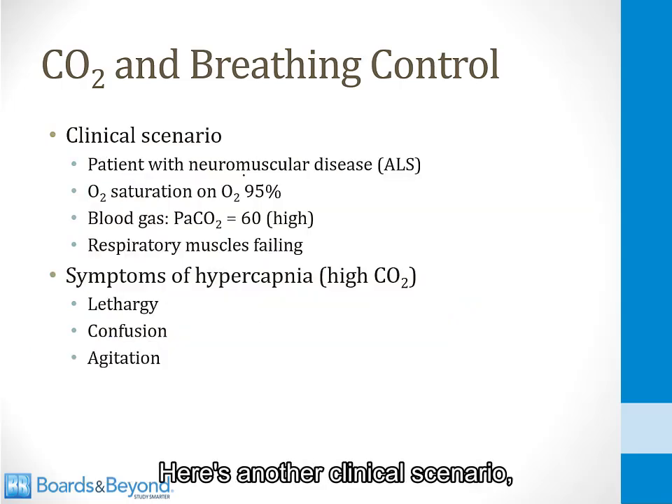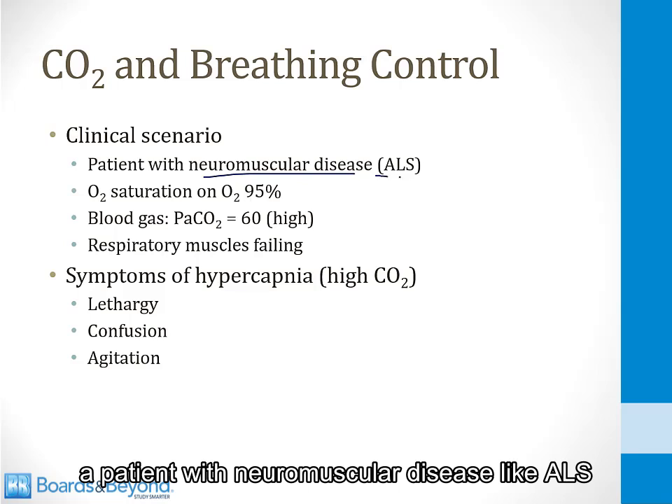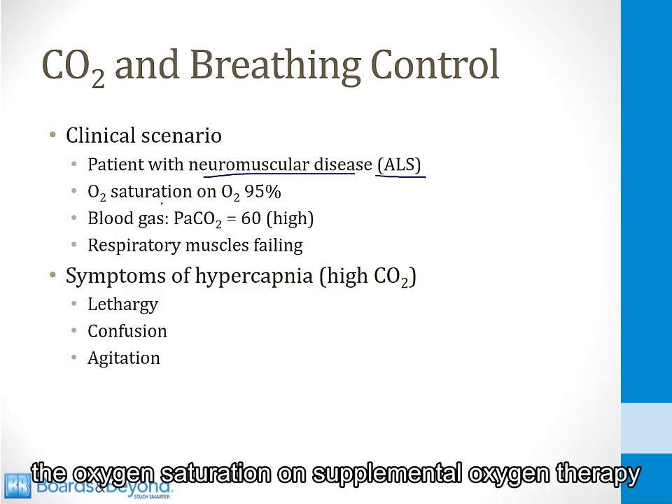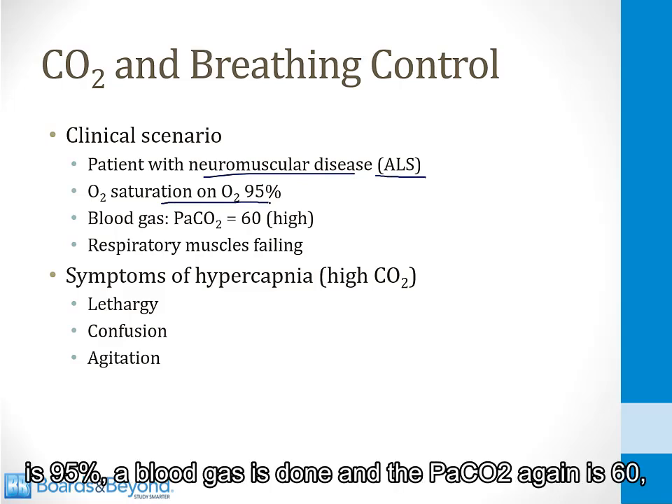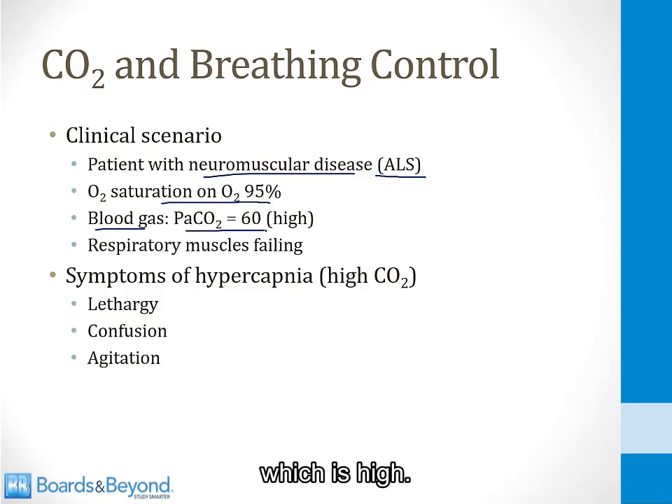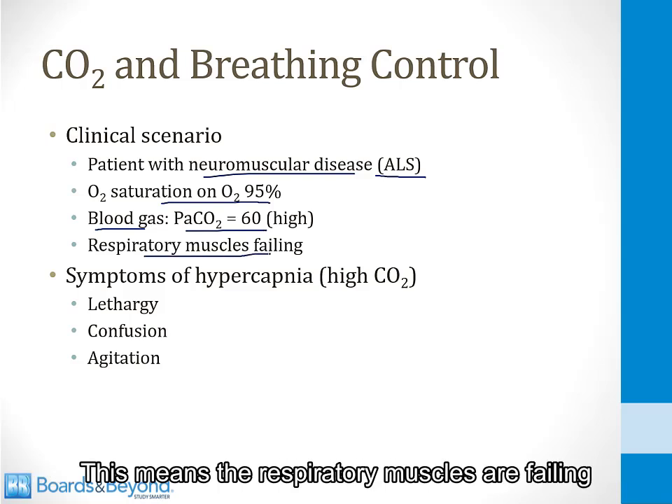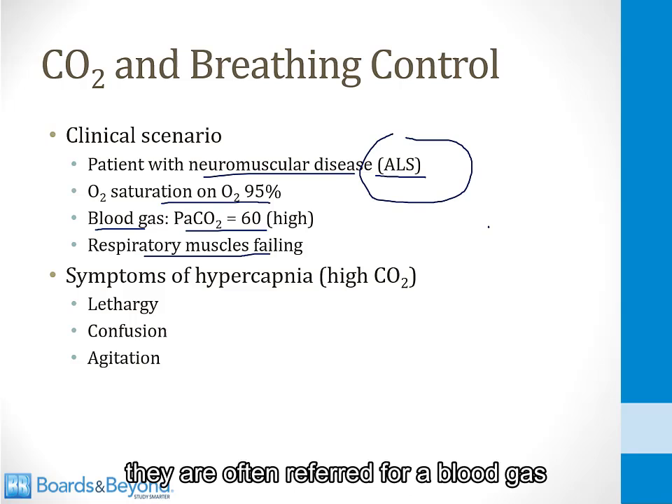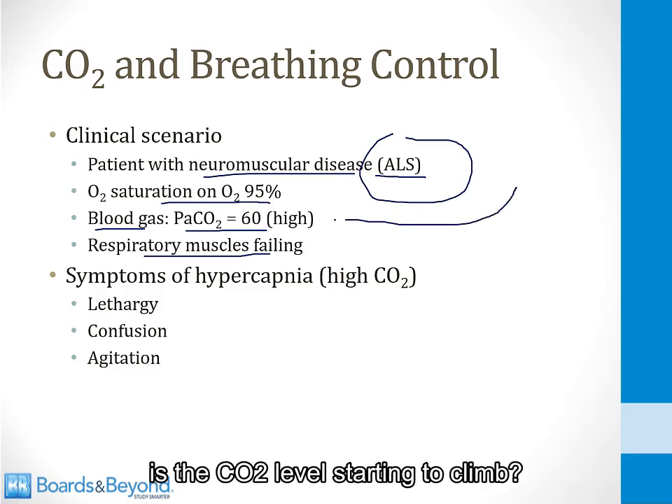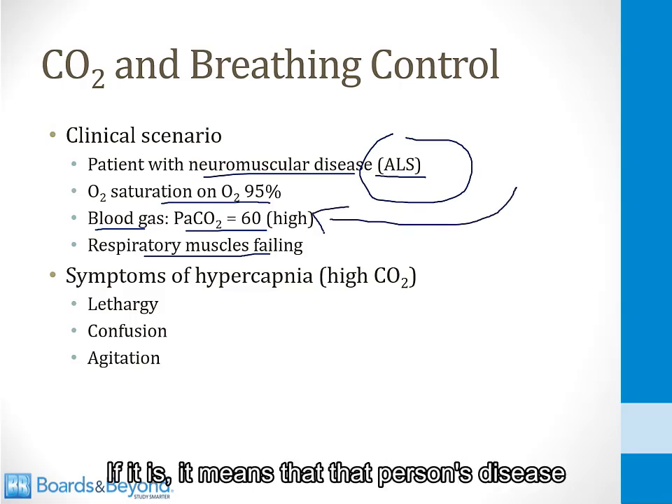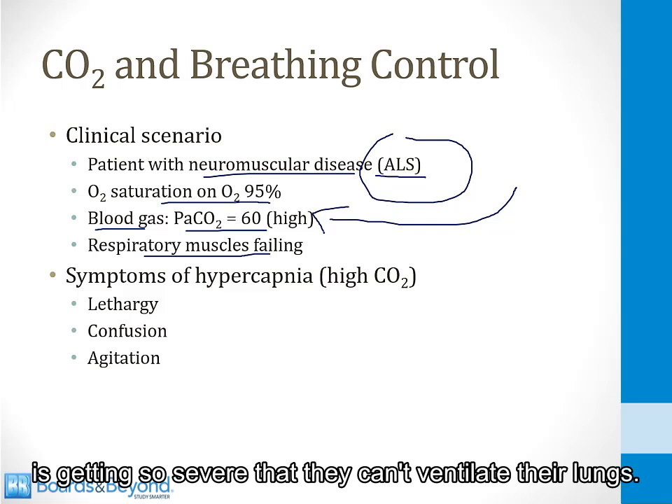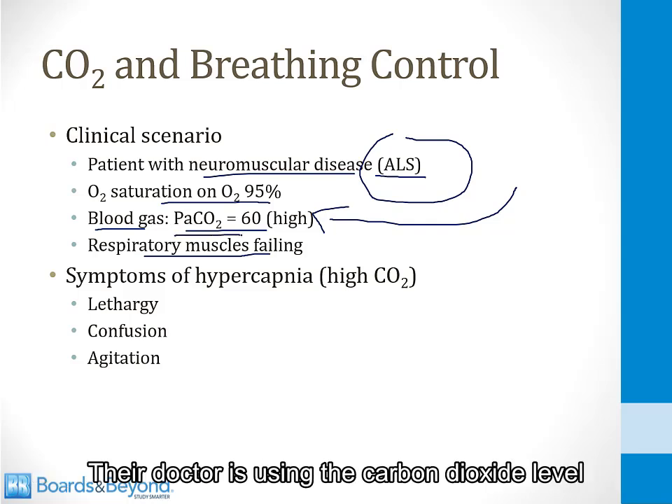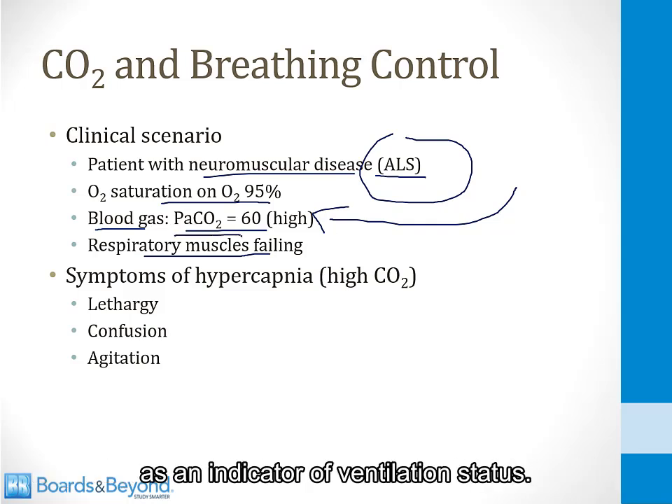Here's another clinical scenario, a patient with neuromuscular disease like ALS. The oxygen saturation on supplemental oxygen therapy is 95%. A blood gas is done and the PaCO2 again is 60, which is high. This means the respiratory muscles are failing. And in patients with end-stage ALS, they are often referred for a blood gas, and what their doctor wants to know is, is the CO2 level starting to climb? If it is, it means that that person's disease is getting so severe that they can't ventilate their lungs. Their doctor is using the carbon dioxide level as an indicator of ventilation status.